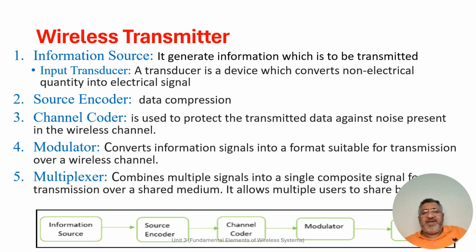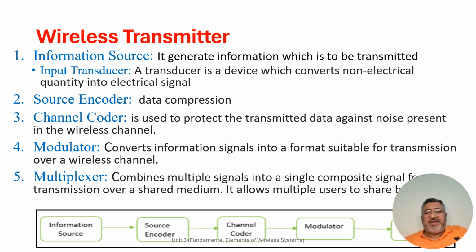The third building block of wireless transmitter is the channel coder. The primary purpose of the channel coder is to protect the transmitted data against noise present in the wireless channel. And this noise is unwanted signal. You cannot avoid the noise, but you have to manage the noise. There are different types of channel coding techniques used in a wireless communication system, including forward error correcting code, automatic repeat request, and hybrid automatic repeat request.